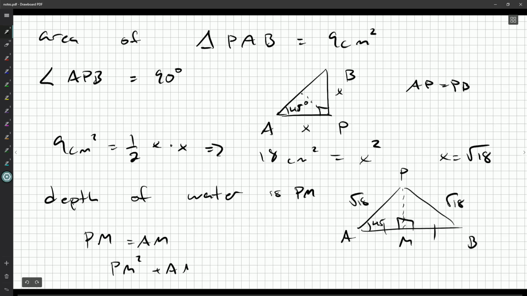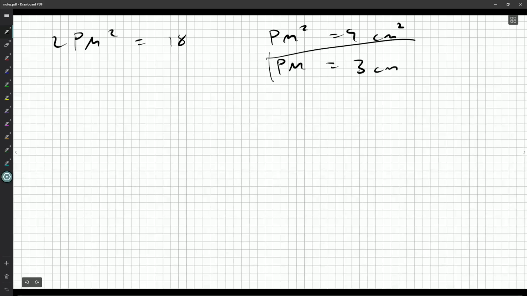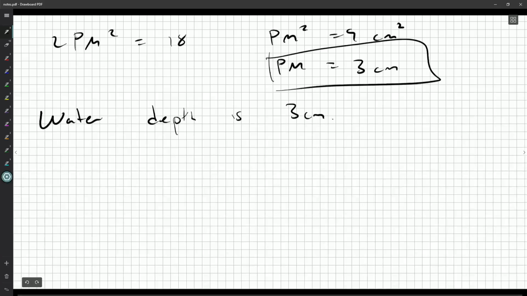PM squared plus AM squared is equal to AP squared, but that's square root of 18 squared. So that's 18. So 2 PM squared is 18. PM squared is 9 centimeters squared. So PM is going to be 3 centimeters. So water depth is 3 centimeters. There we go. Okay, so that's B part.